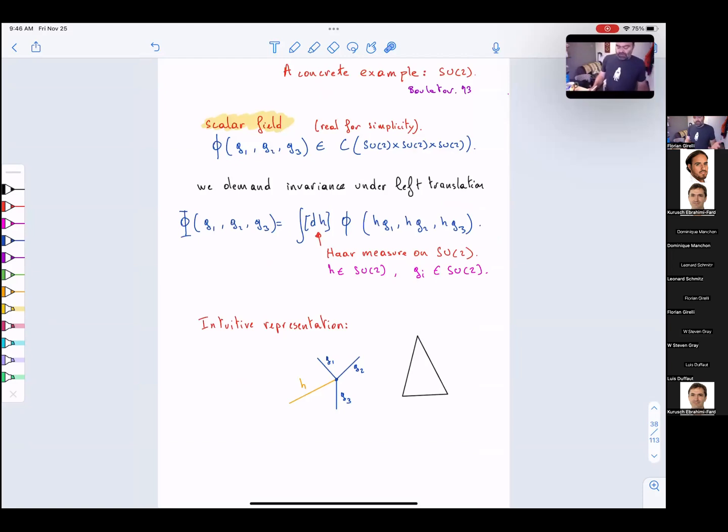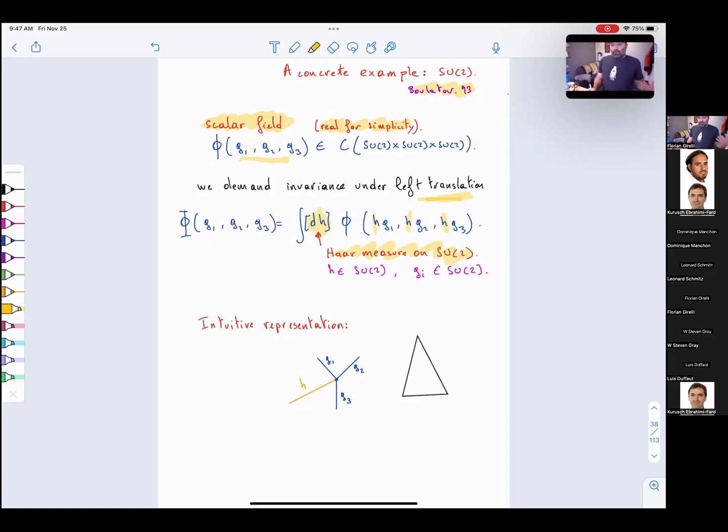So I want to give you a concrete example. I'm going to look at a scalar field. This is a model that was introduced by Boulatov 30 years ago. I'm going to demand that this field is invariant under left translation. To implement the invariance under left translation, I'm going to translate each term. That's a global translation. To make it invariant, I'm going to sum over all these possible translations. That's why I'm using the R measure. I'm summing over all this left translation. And so in this case, you can check that because we're using the R measure, this guy is going to be invariant under left translation.